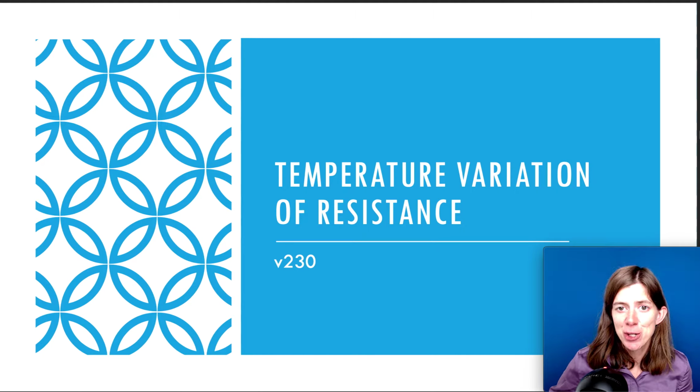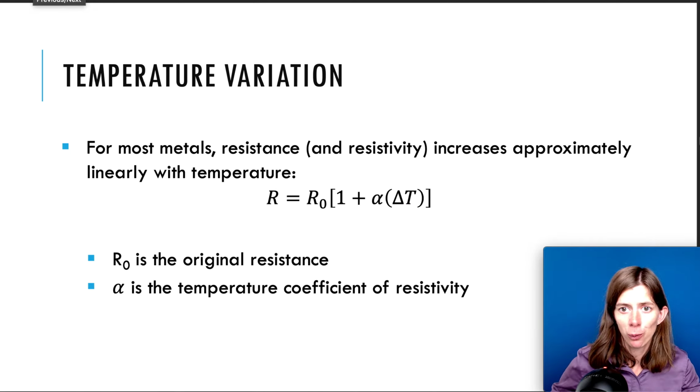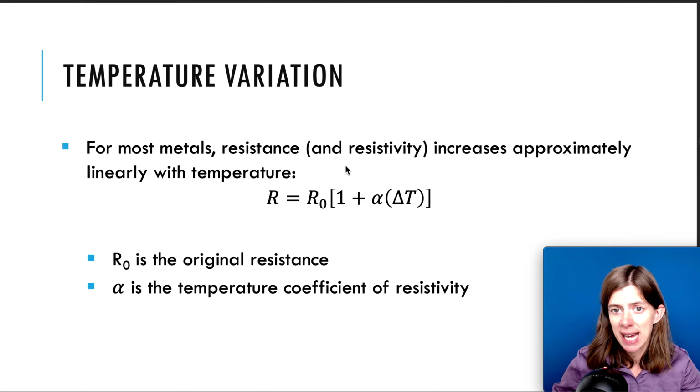This is video 230, temperature variation of resistance. In this video we're going to talk about how resistance depends on temperature. We have an equation that shows us exactly how resistance depends on temperature. The first thing to note is that for most metals, both the resistance and the resistivity will increase as temperature increases. So this is what this equation is showing us.